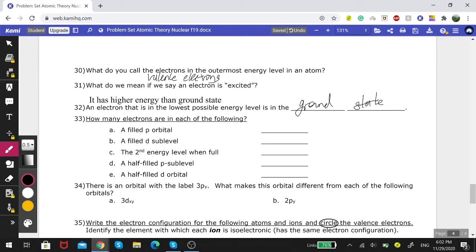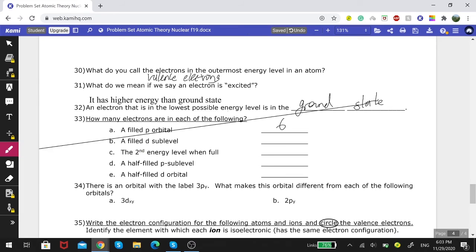Now, how many electrons are in the following? A filled p orbital. P has 3 orbitals, each contains 2, so 6. A filled d sublevel. D can hold 10 electrons. Second energy level when it's full. The second energy level contains 8, so 8 electrons can be held in the second energy level.